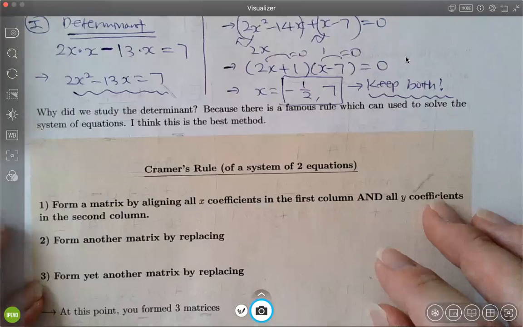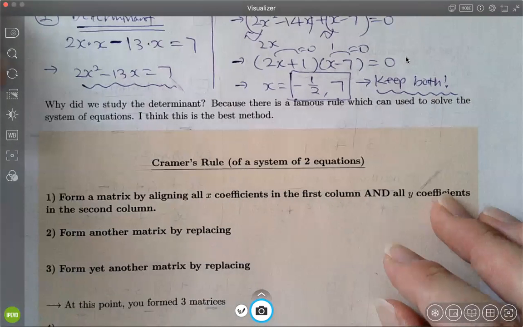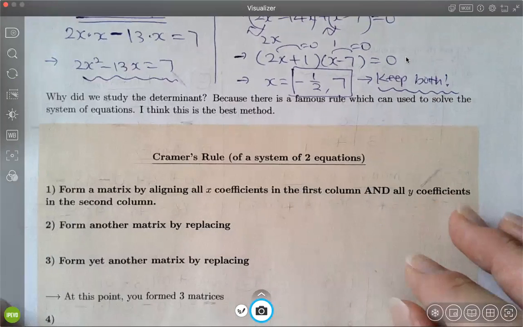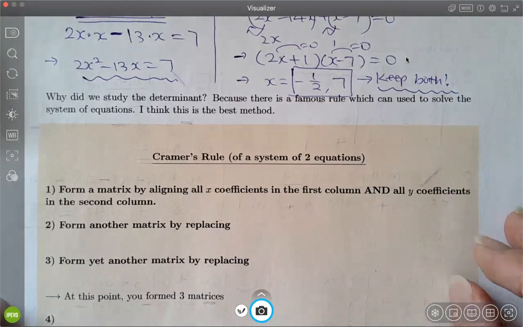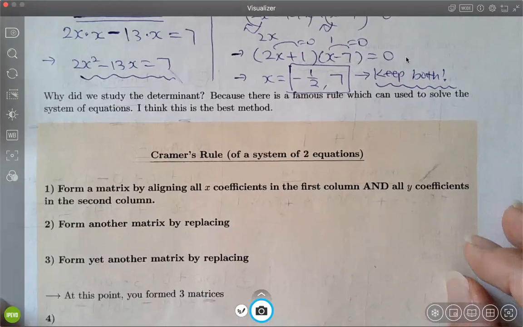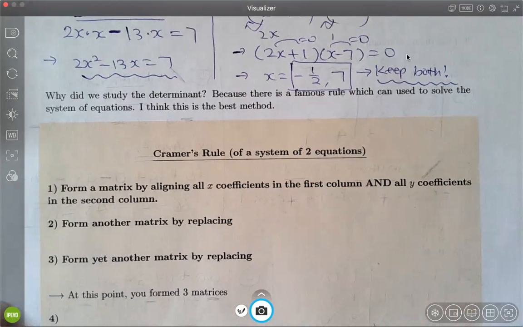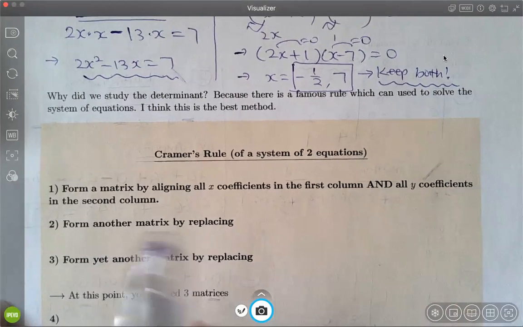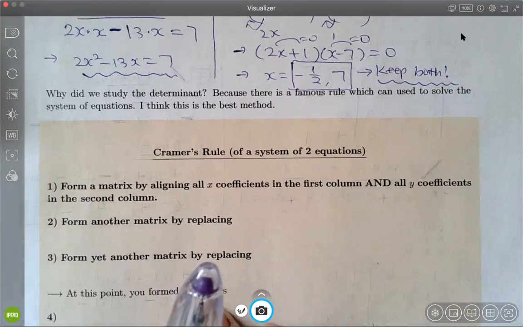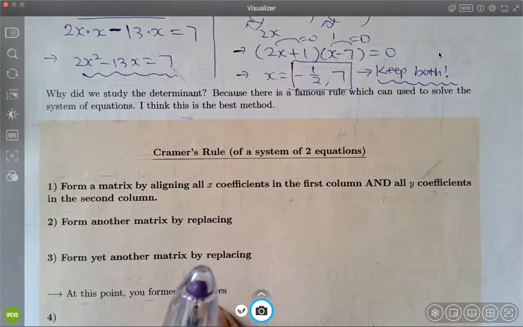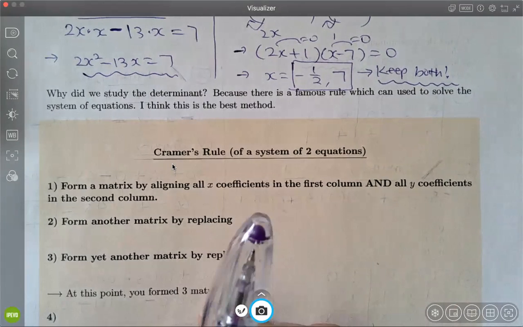Okay, so remember how to find the determinants of 2 by 2 and 3 by 3 matrices. So why have we studied the determinant? Because there is a really famous rule, and it's really brilliant, invented by some mathematician, and you can guess what his name is. It's called Cramer's rule.